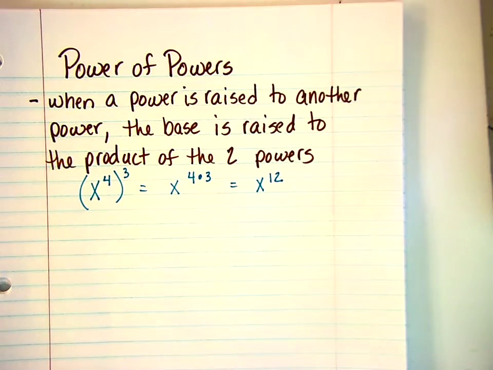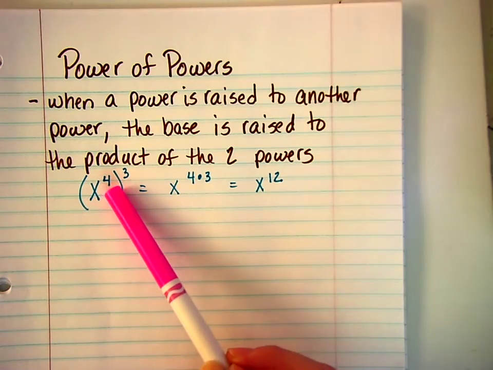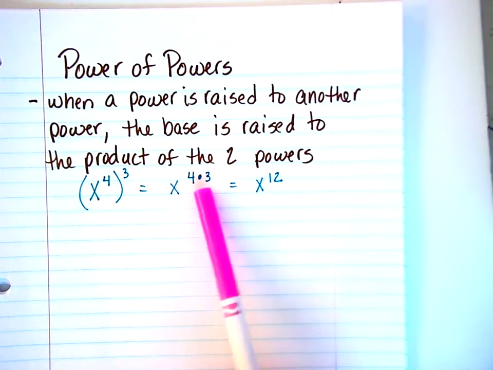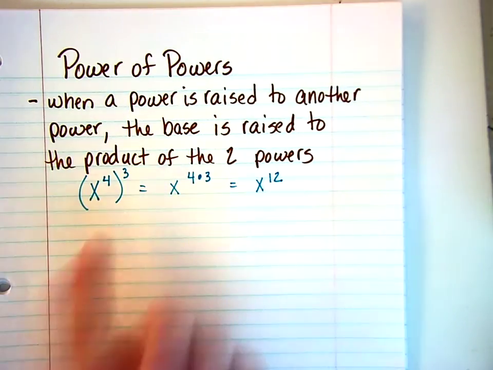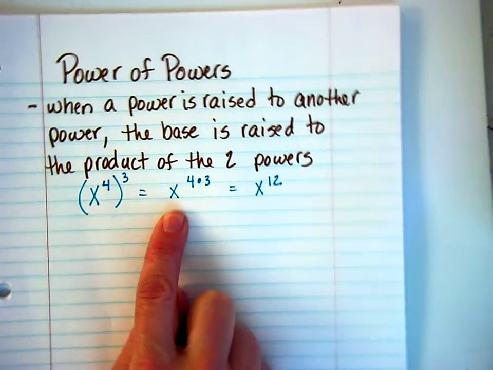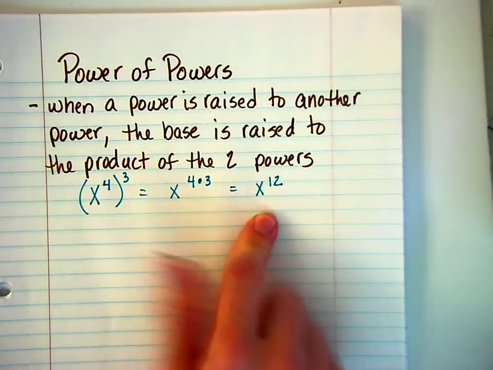Okay, power. Basically, when you have a power and it's being raised to another power, all you're doing is multiplying the two powers. So if I have x raised to the power 4, in parentheses, raised to the power of 3, you're really just doing your base of x raised to the power of 4 times 3, which is x to the 12.